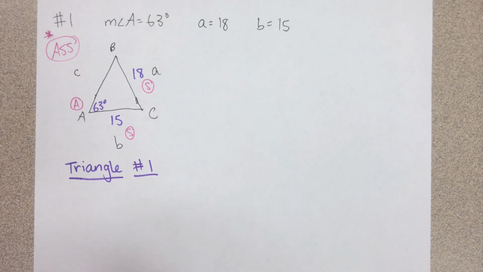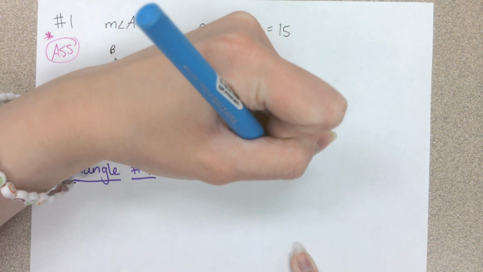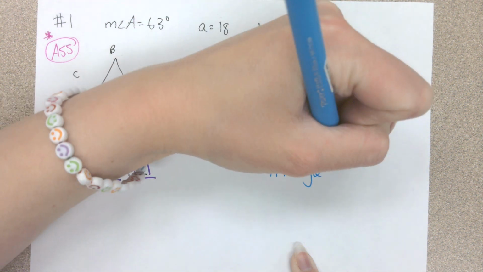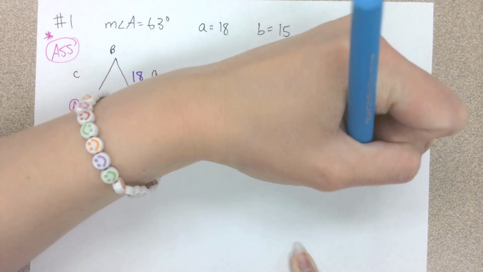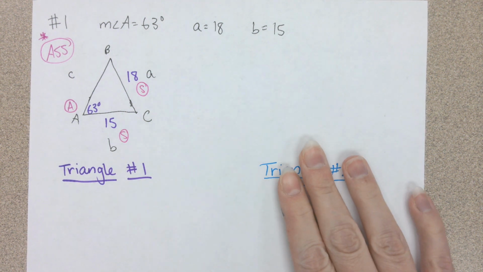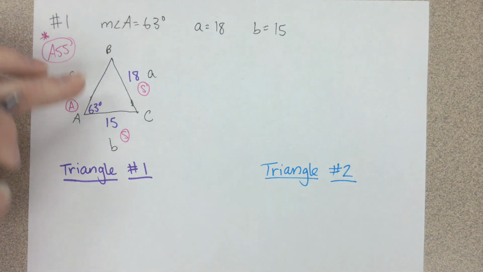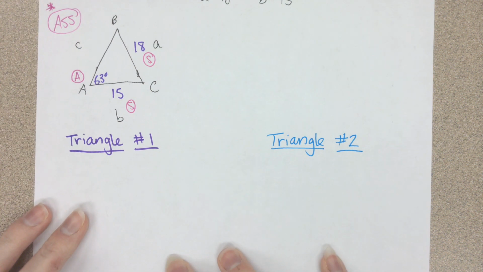So this is triangle 1 here. And then I'll make a second triangle, triangle 2. Now I won't draw this triangle yet. This is something that will come up later. So for now we start solving and then we just go from there.